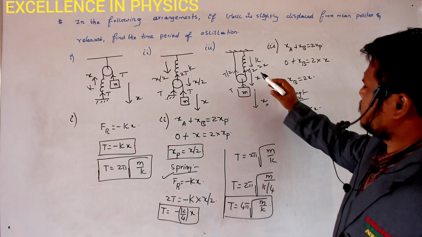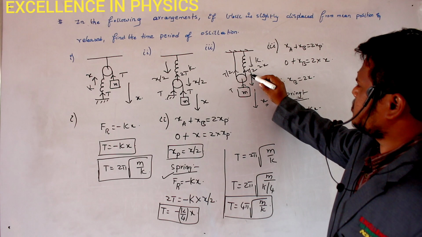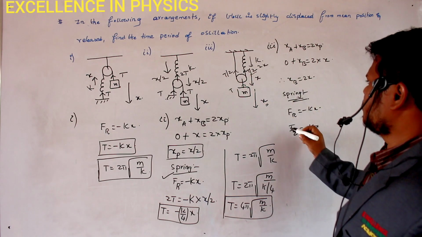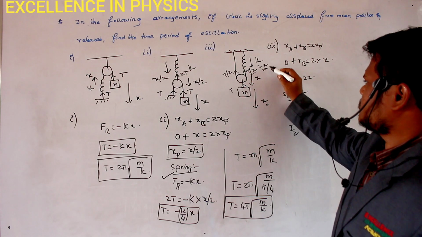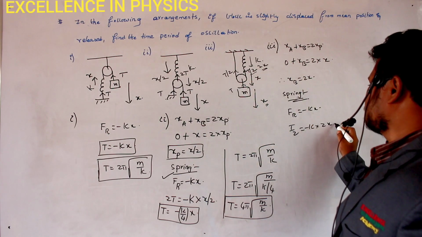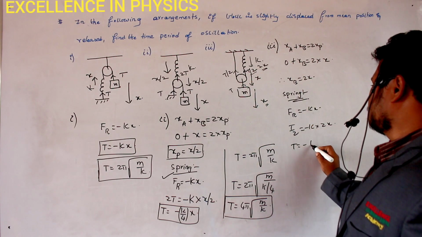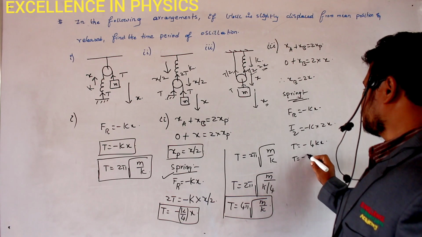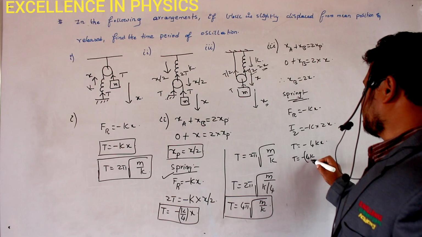Now what is the restoring force produced in this spring? Restoring force is T by 2. So therefore T by 2 is equal to minus k into displacement. Displacement is 2x. So therefore T is equal to minus 4k into x. Clear, ma? So this can be written as minus 4k multiplied by x.